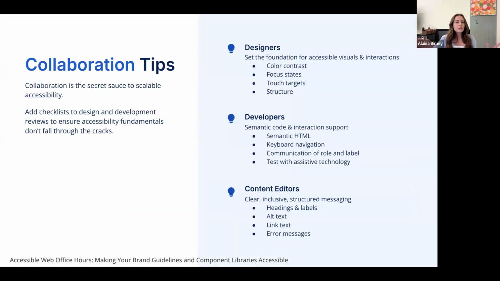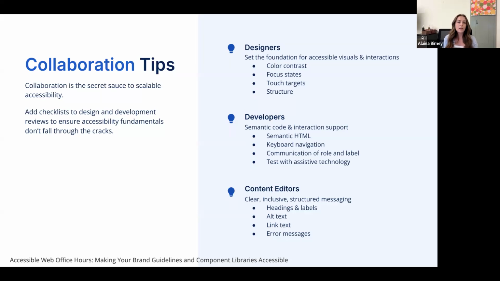So the real secret sauce here is collaboration. Designers, developers, and content editors can develop checklists to make sure that they're owning the things that they need to look out for. Designers can make sure that things like appropriate color contrast ratios are present in their designs, that visible indications of focus are present and meet acceptable contrast ratios, that touch targets are sufficiently large, and that there's programmatically defined structure to a page, for example, using headings or landmark regions.